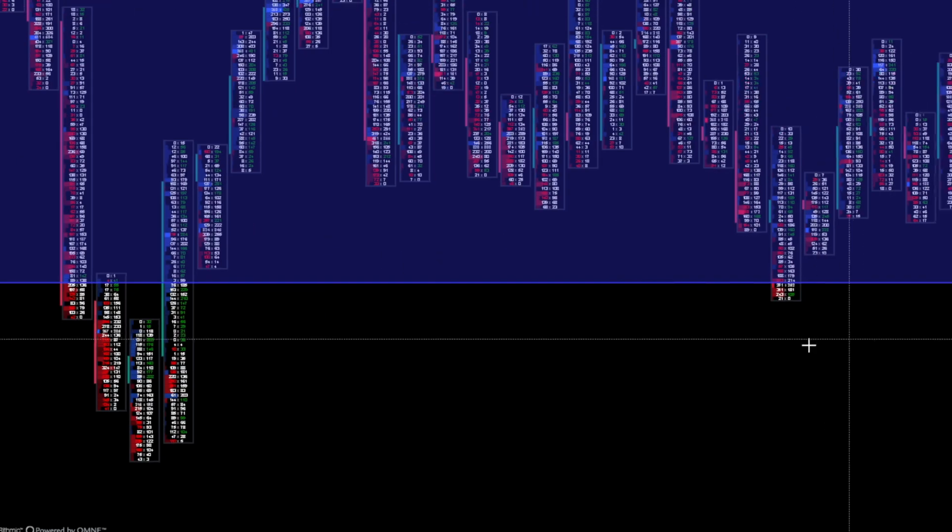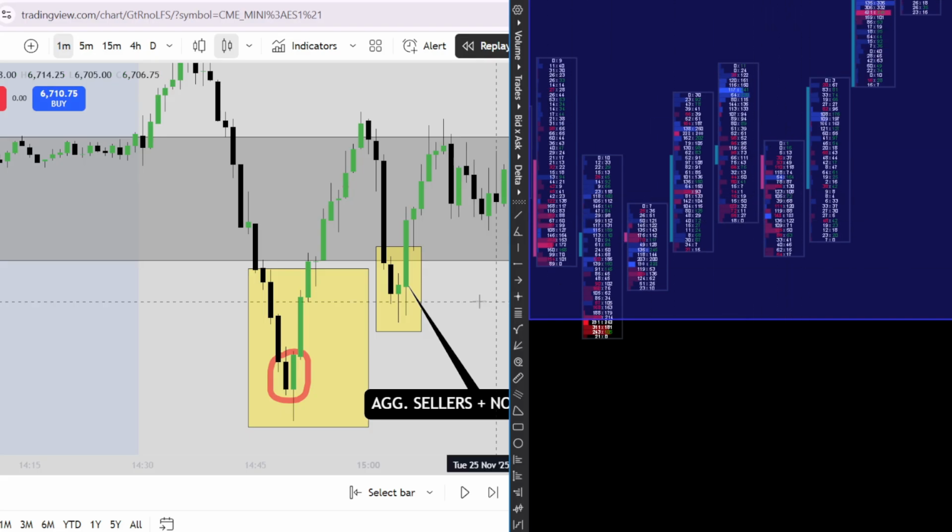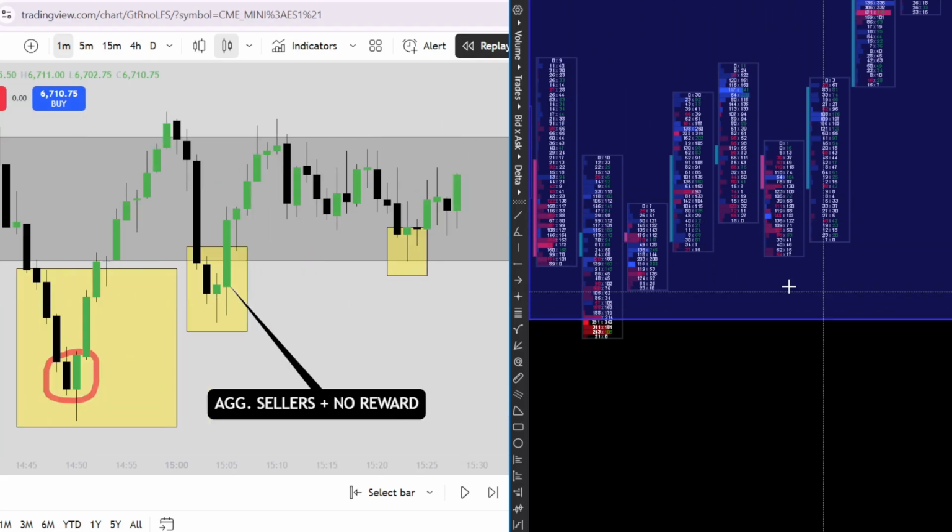If we just bring these two charts next to each other, let's see how they compare. I'm going to make this a bit smaller for people to see. So if we just take a look at this, this is now the candle at 10:23, right?